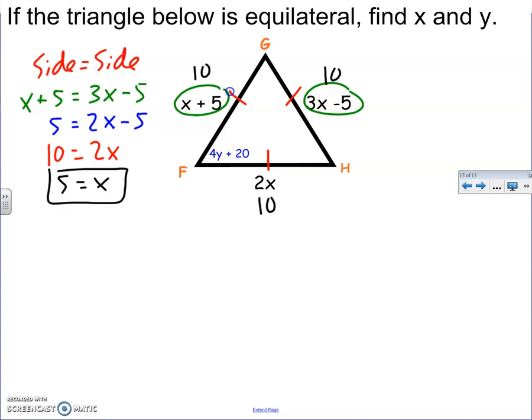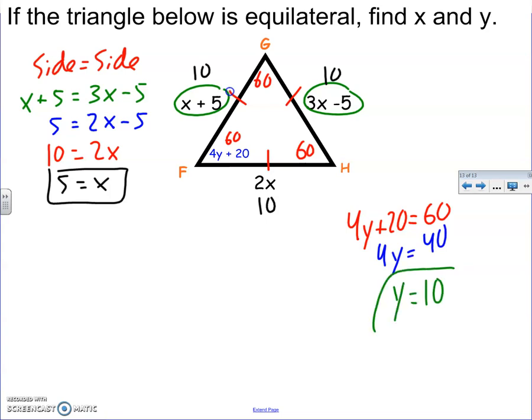Now it has y and an angle. So do we know any angles about equilateral triangles? Yeah, we do. We know all 3 angles are the same, but also all 3 angles must be 60. So that's my next equation. Because I'm not going to say 4y plus 20 equals 4y plus 20. I'll say all of these are 60. If 2 things take up the same spot, they're the same thing. So we're going to say 4y plus 20 must be 60 because 60 goes in that spot. We're going to subtract 20. We're going to divide by 4. And that's it.